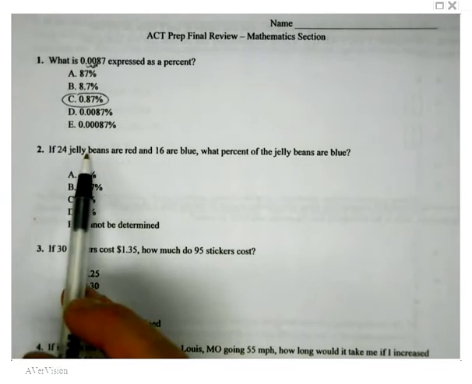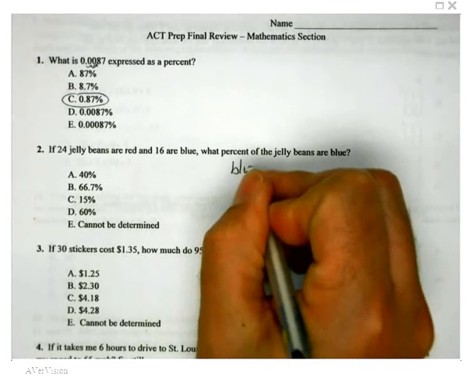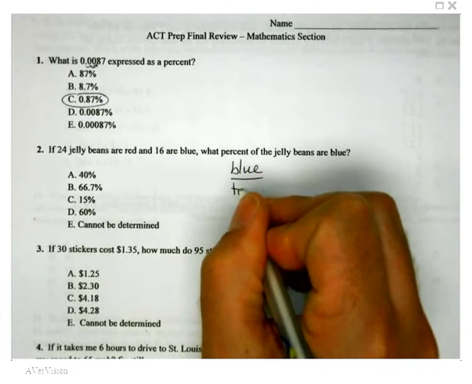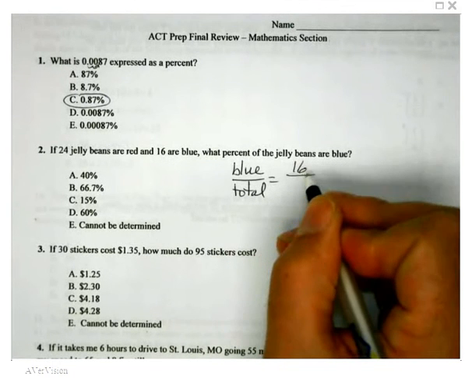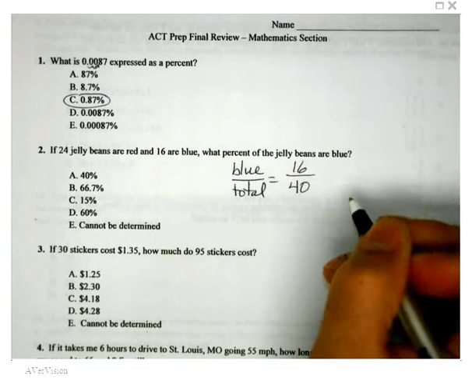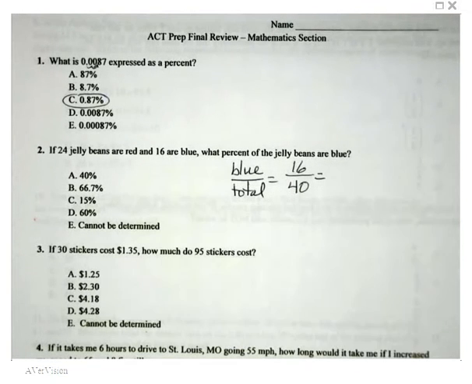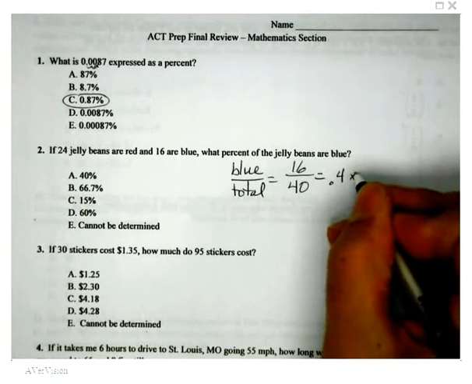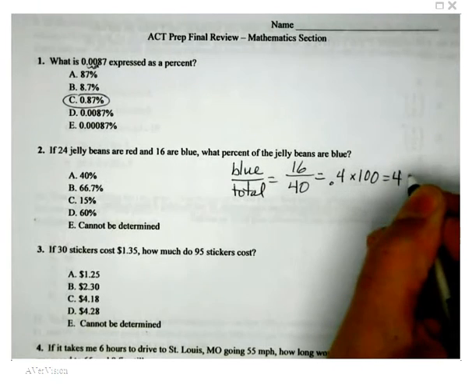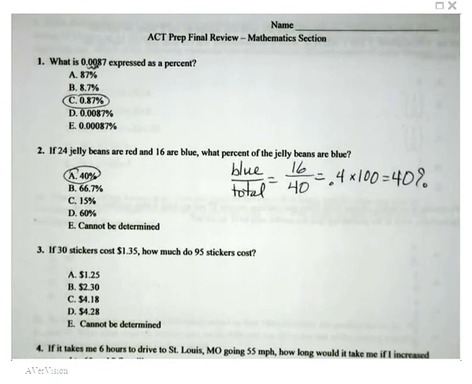Okay. 24 jelly beans are red and 16 are blue. What percent of the jelly beans are blue? Okay, blue would be my success over the total number of jelly beans. Well, there's 16 blue ones. There's a total of 40. So if I divided that out, 16 divided by 40, I get 0.4, but again, to become a percentage, I would multiply that by 100, which would give me 40% of my jelly beans.